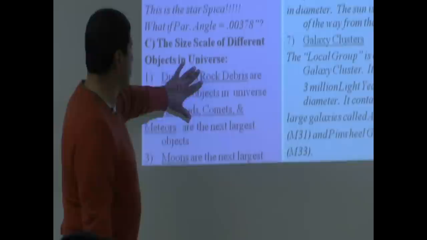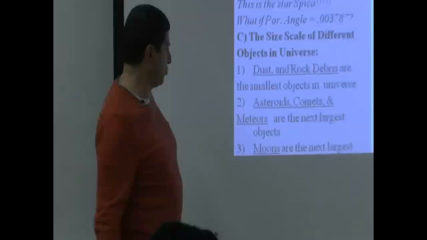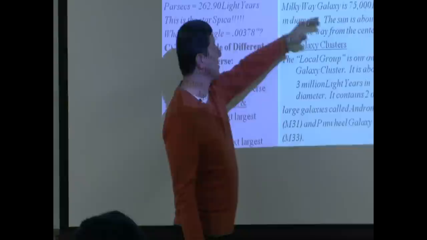Okay, so we can get started. Remember last time, by way of quick review, we were going over the scale of the different objects in the universe. We started with some of the small things in the solar system and in the galaxy: dust, rock, debris. Then we went to asteroids, comets. Then we went to moons, planets, stars. So generally speaking, this is the order as we get bigger and bigger.